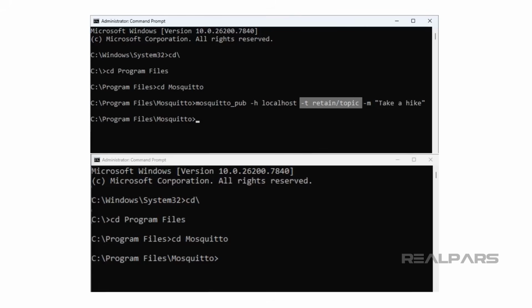-t retain/topic defines the topic name. In our example, the topic is retain/topic. -m "take a hike" specifies the message being published. The message is called the payload, and in our example, it is "take a hike". Any client subscribed to the topic retain/topic will receive the payload "take a hike".